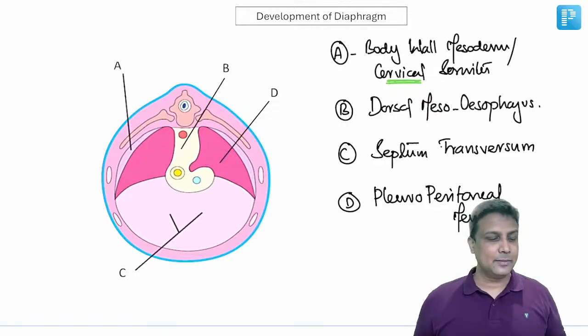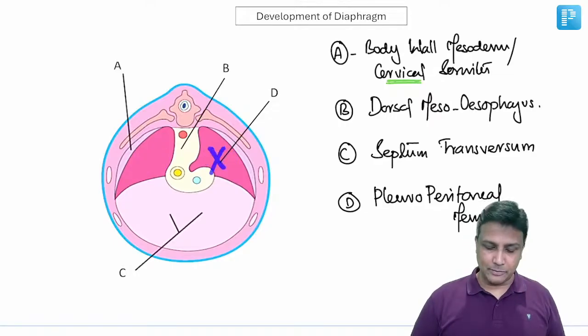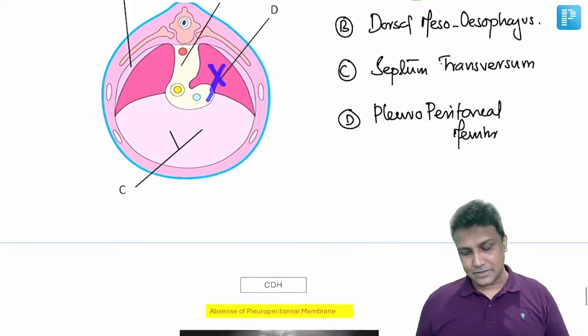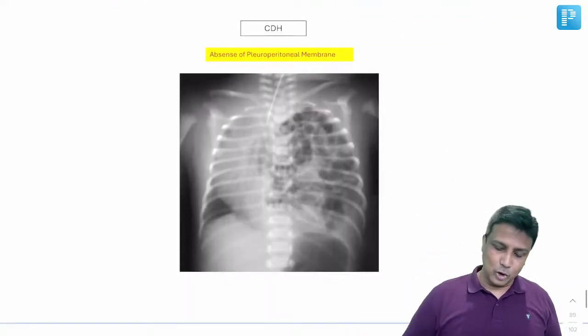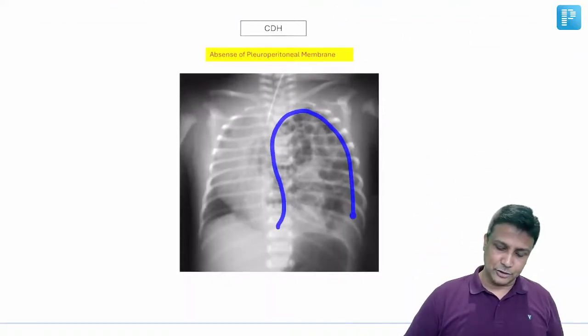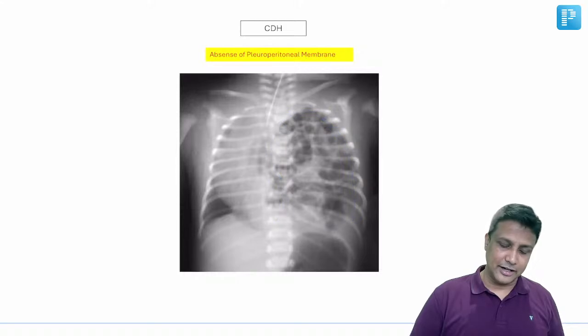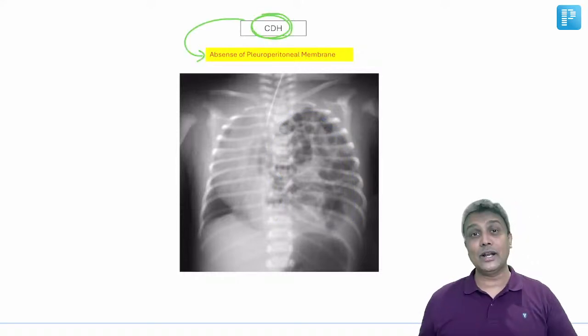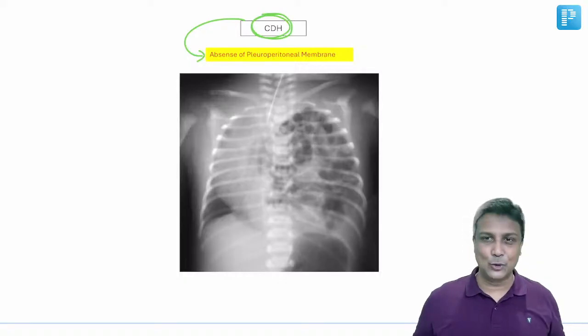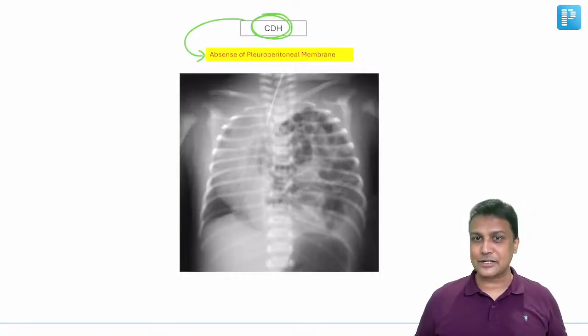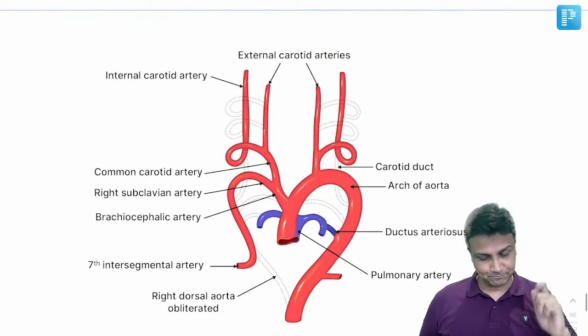Now, sometimes in some unfortunate babies, the pleuroperitoneal membrane will be absent. And if that is absent, then what is going to happen? All those loops of intestines are going to herniate into the thorax, and that is nothing but congenital diaphragmatic hernia. Congenital diaphragmatic hernia will occur due to the absence of the pleuroperitoneal membrane.